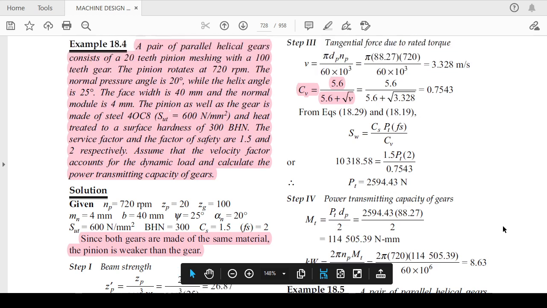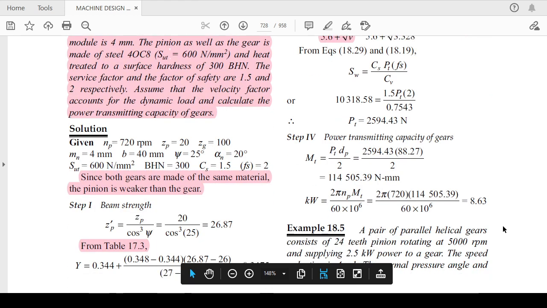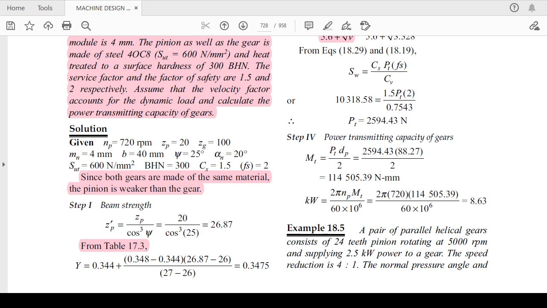So in this way you can easily solve the numerical with the help of the design data book and the data given in the numerical. Try to follow this particular step-wise formula for the calculation of these particular gears.